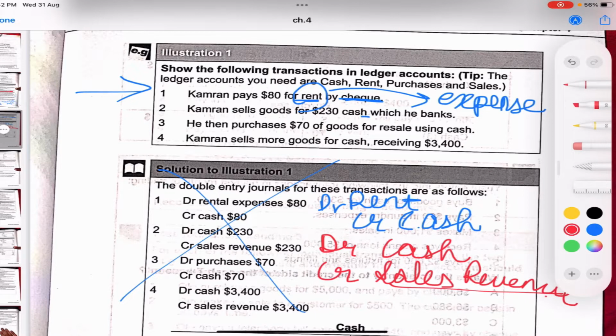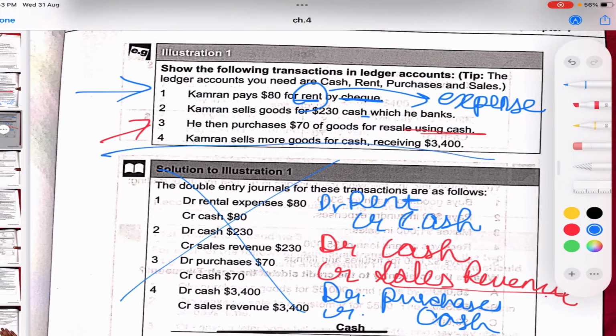Okay, now let's see the third one. He then purchases $70 of goods for resale using cash. Okay, he purchases goods. So it's an expense. Purchase is an expense. When expense increases, what happens? It gets debited. And resale using cash, cash goes out. What does that mean? The asset is getting reduced, which means it is getting credited, right? So this is going to be debiting the purchases account and crediting the cash account.